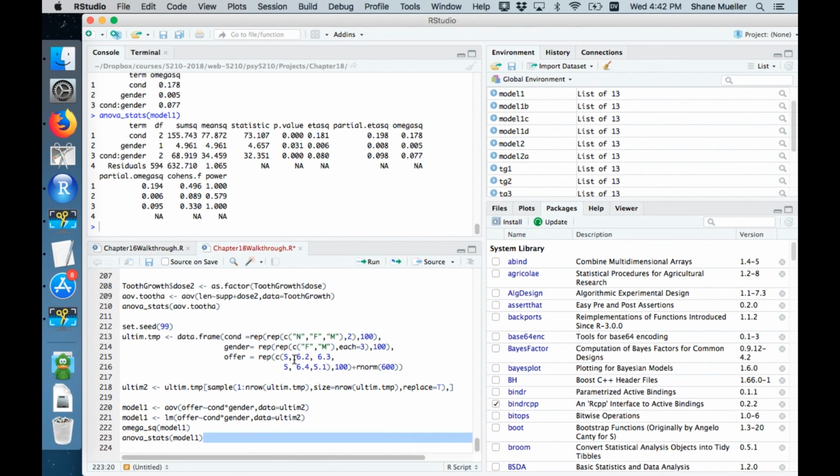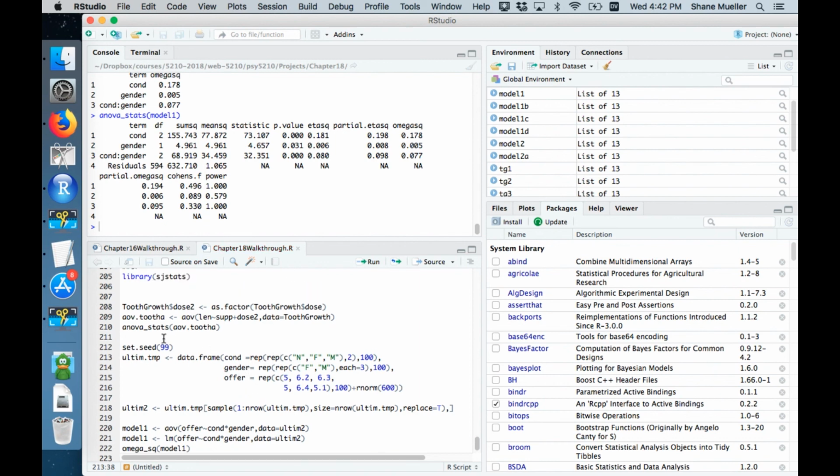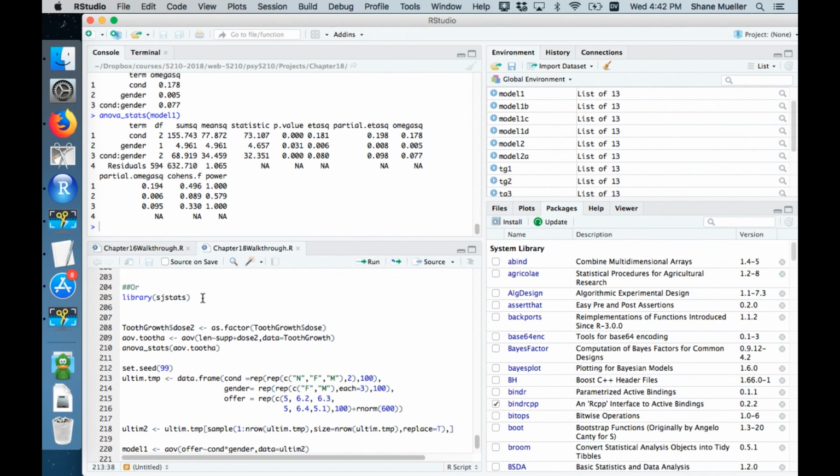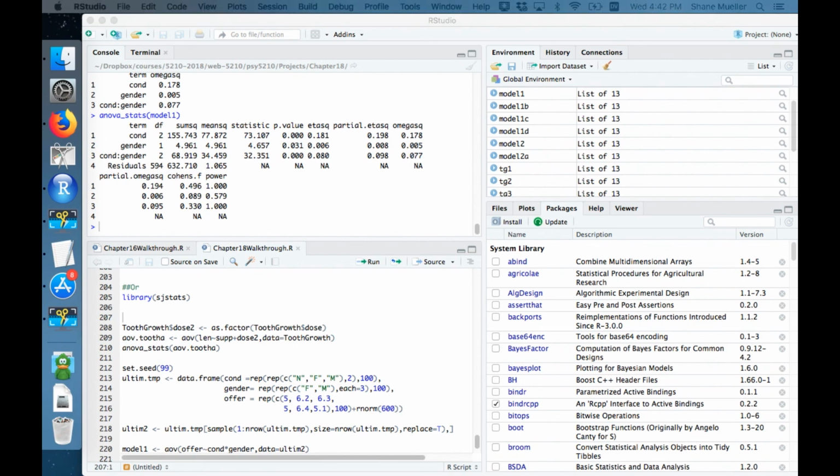All right, so those are effect sizes within ANOVA. They're easy to calculate by hand, but they also can be calculated with a function, or a set of functions, in the sjstats library. All right, so that's a last little addendum to chapter 18.